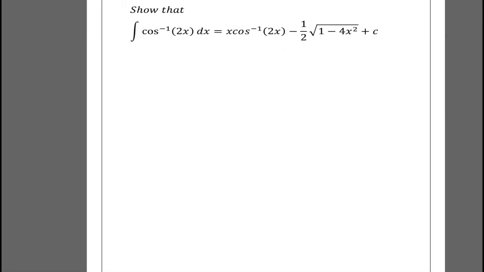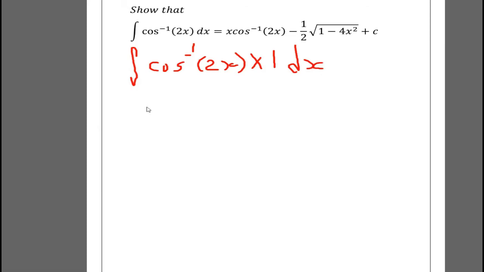So again, to do this question, what you're going to need to do is write this as the product of two functions. So I'm going to write this as the integral of cos inverse of 2x, and anything can be broken up as a function multiplied by 1. So I'm going to write this as cos inverse 2x times 1 dx. So I wrote it as a product of two functions.